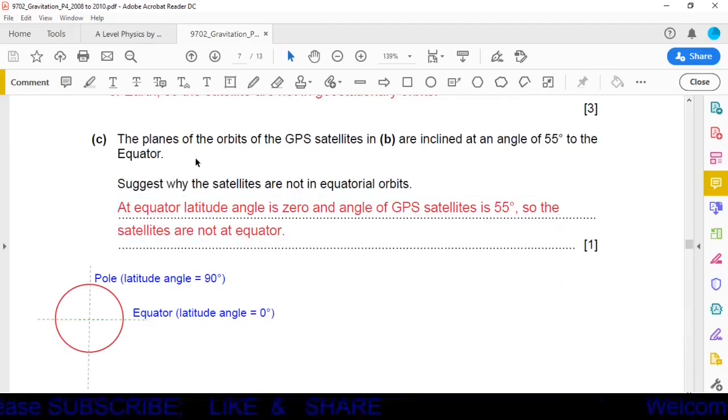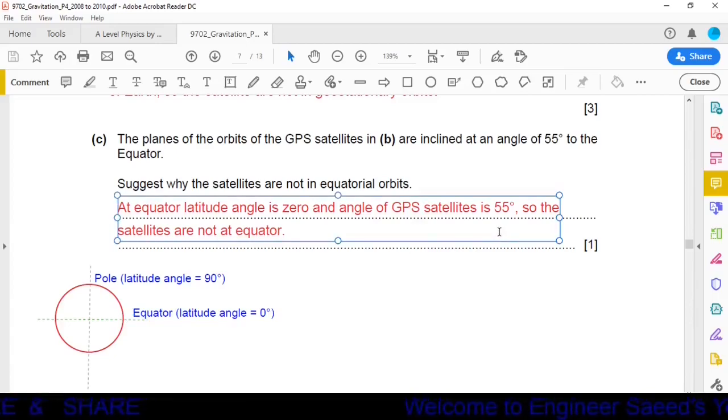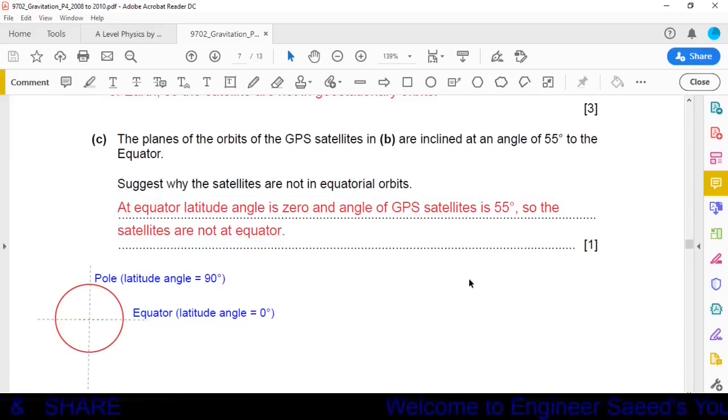Next part C. The planes of the orbit of the GPS satellite in B are inclined at an angle of 55 degrees to the equator. Suggest why the satellites are not in the equatorial orbit. Okay, this is our Earth. It is equator, it is pole. At the equator, latitude angle is 0 degrees, and at the pole, the latitude angle is 90 degrees. Now the condition for a geostationary satellite, the latitude angle should be equal to 0. Here the angle is given 55 degrees, so we can say the satellite is not at the equator.